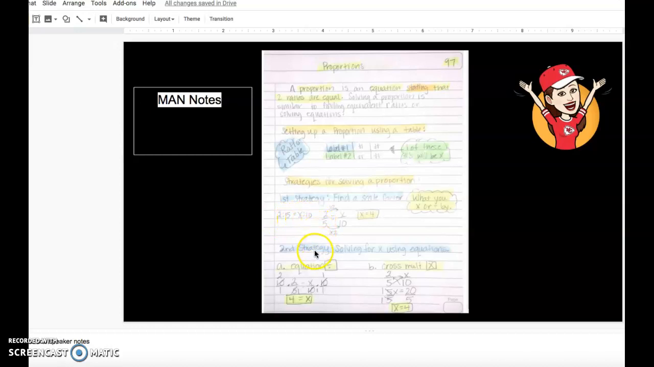Okay, the second strategy would be solving for x using equations. Now you can do an equation: 2 over 5 equals x over 10. Remember, you're trying to isolate the variable. Okay, so x over 10 is division, so you would have to use the inverse operation, 10 over 1. Whatever you do to one side, you do to the other, okay?